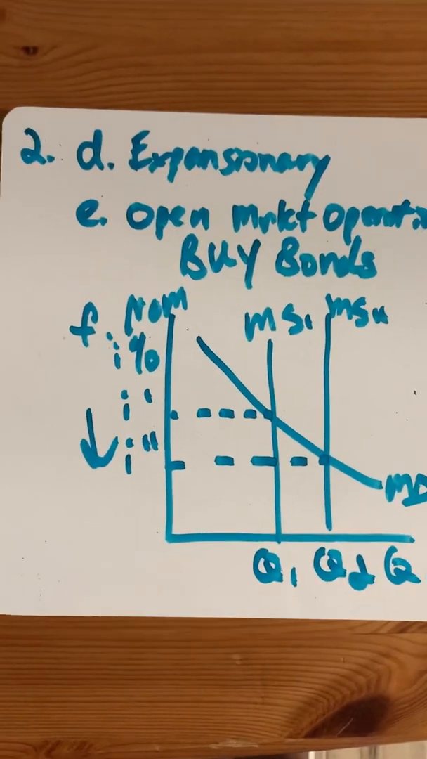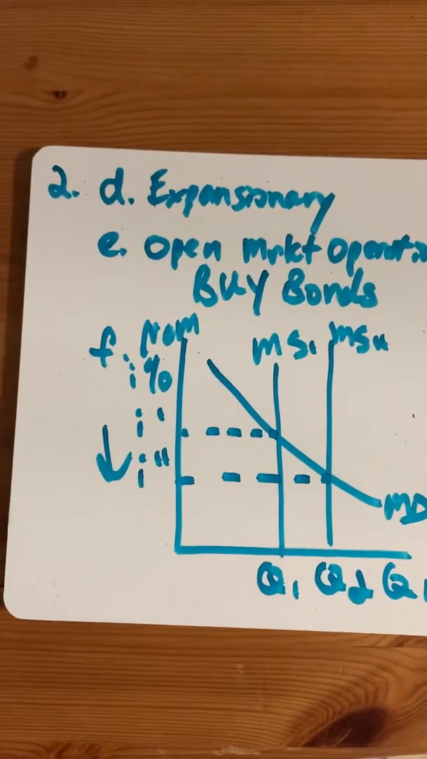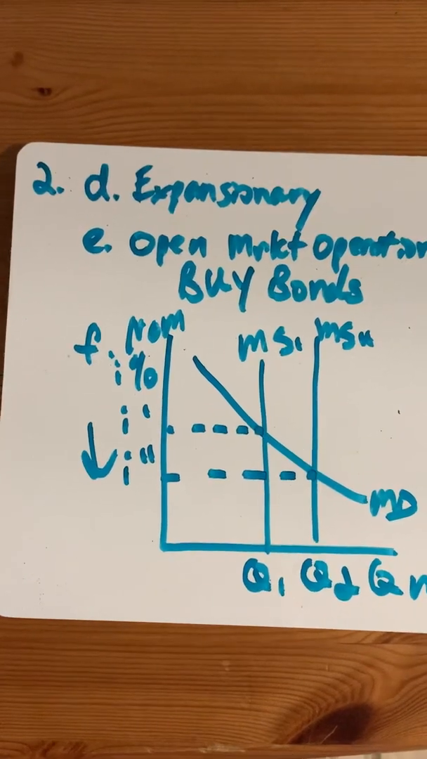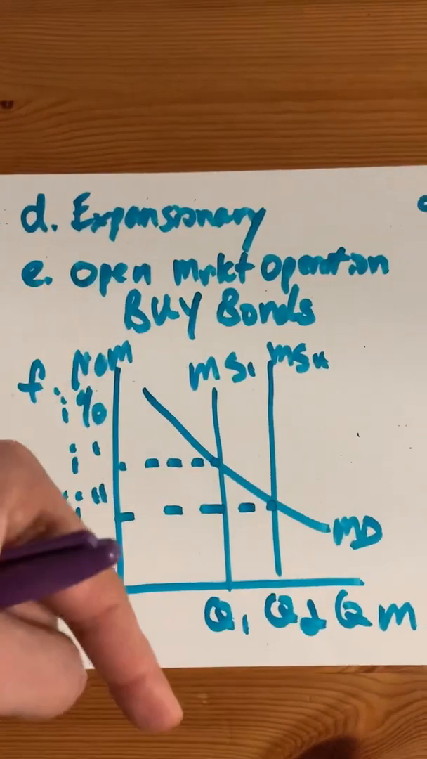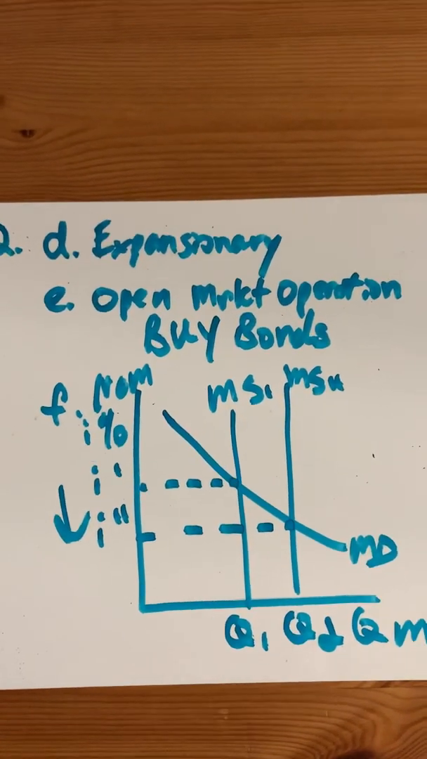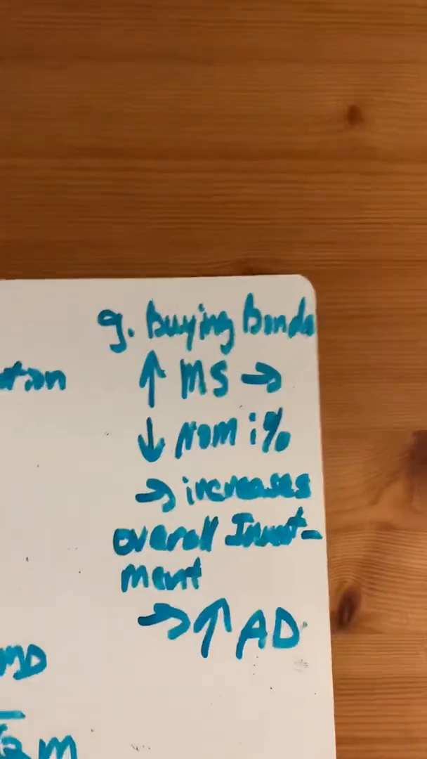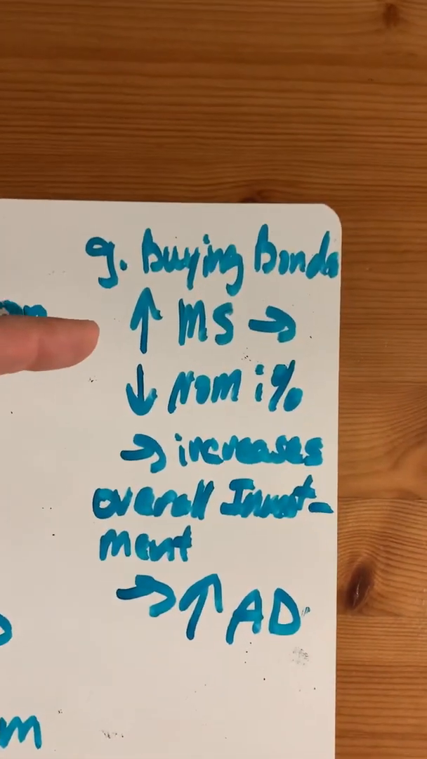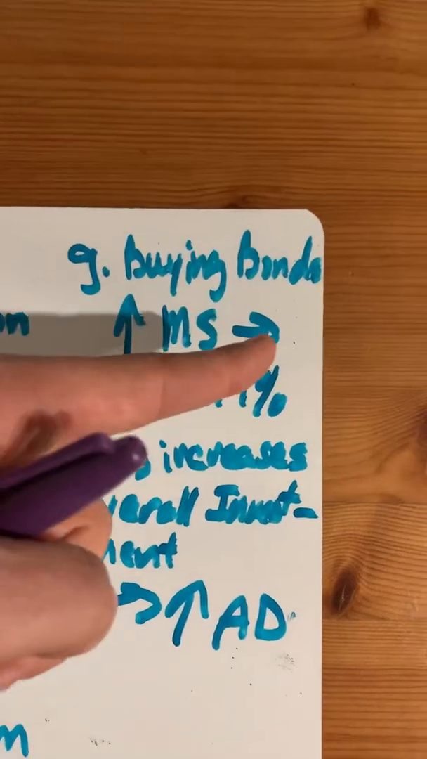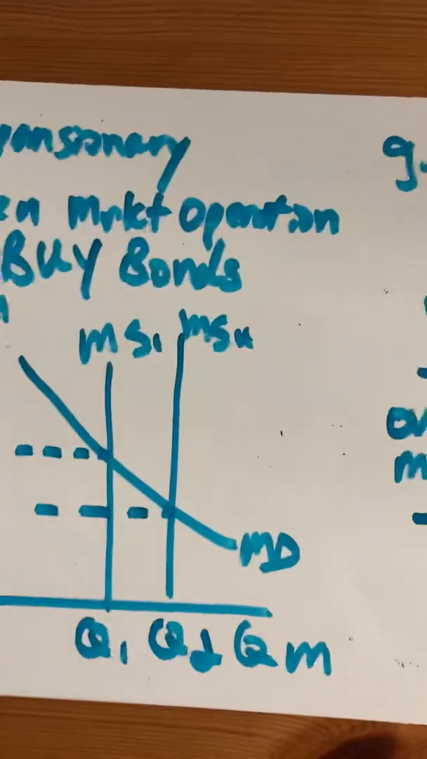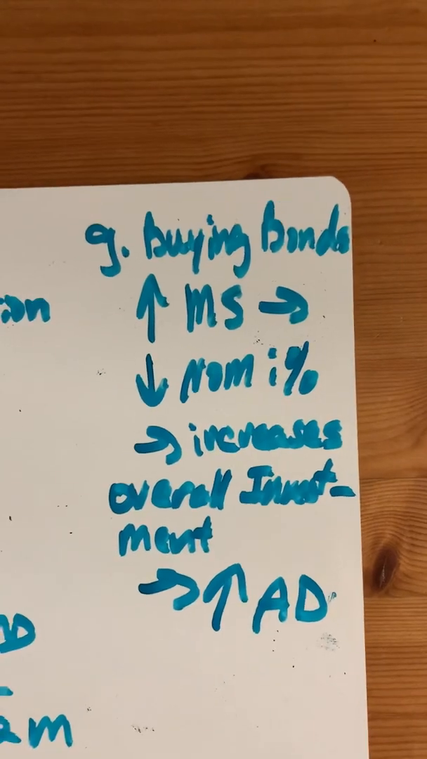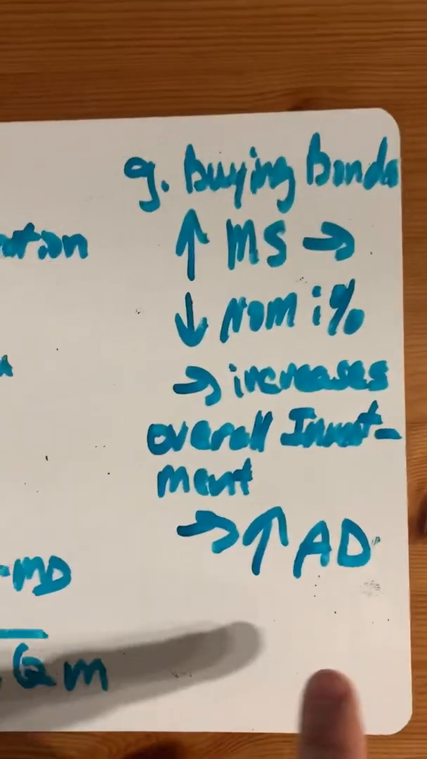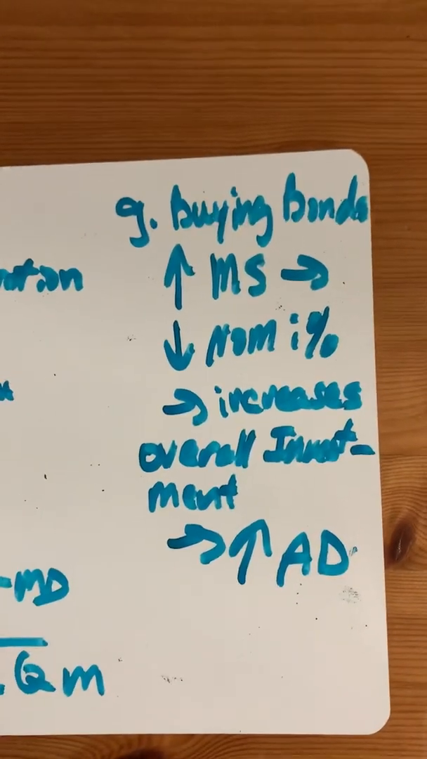For G, the question says, explain how the change in 2F would help the economy get out of the recession. Well, you have to understand that when interest rates go down, investment is going to increase. And so you could say buying bonds, I just use these acronyms, increases money supply, therefore decreases nominal interest rate, which is what you showed, right? Decrease over here. And because of that, it increases overall investment, or you could say increases investment in capital stock, which then increases aggregate demand, and that's your explanation.